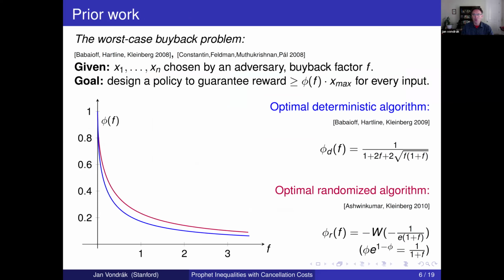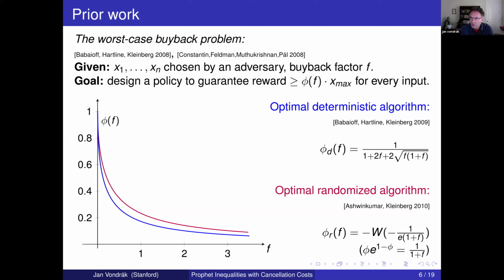All right, so there was a sequence of papers about 15 years ago which considered this problem in the worst case, which means that the sequence of values x1 through xn is given by an adversary. We don't know anything about these values in advance. They're not even randomly permuted, anything like that. They're just coming in an adversarial order. So without the option of buyback, there's nothing you can do. But with buyback, you can actually achieve some nice results.